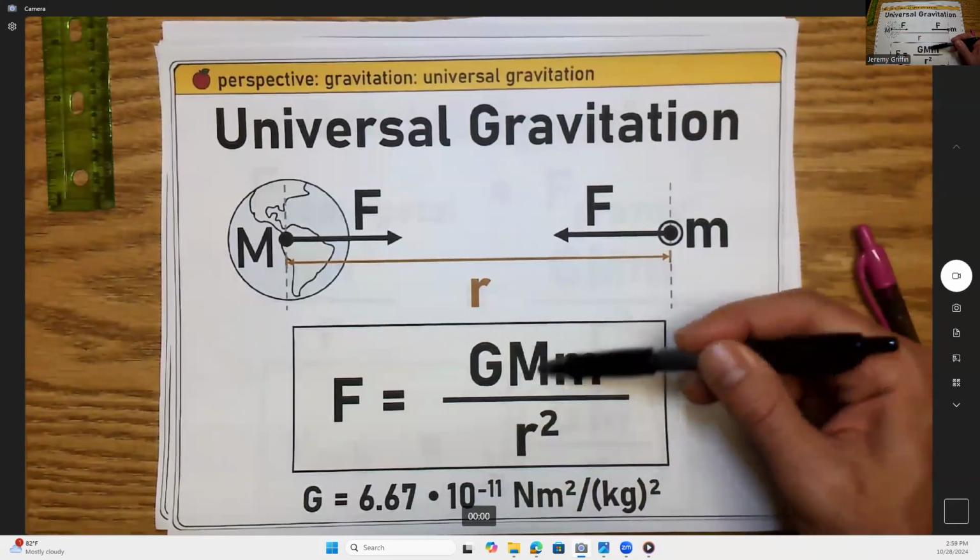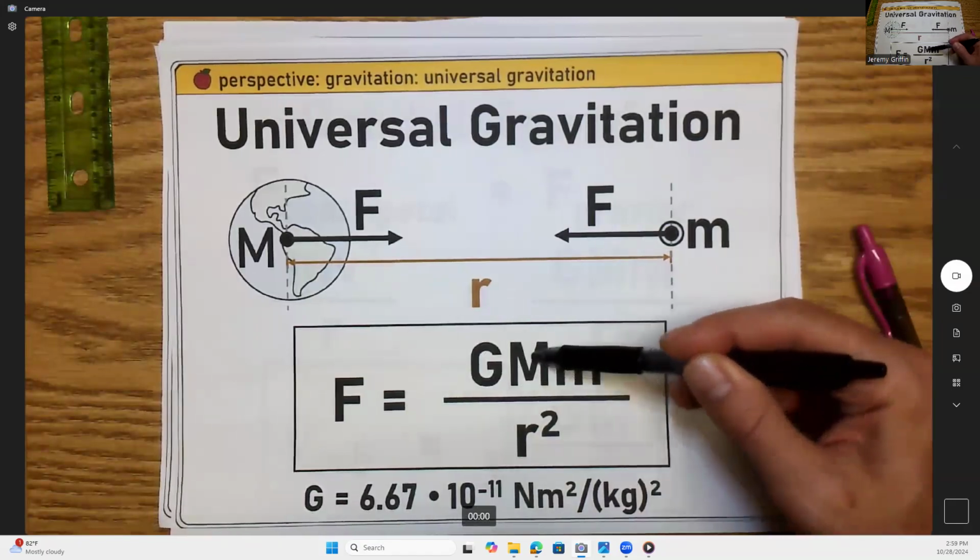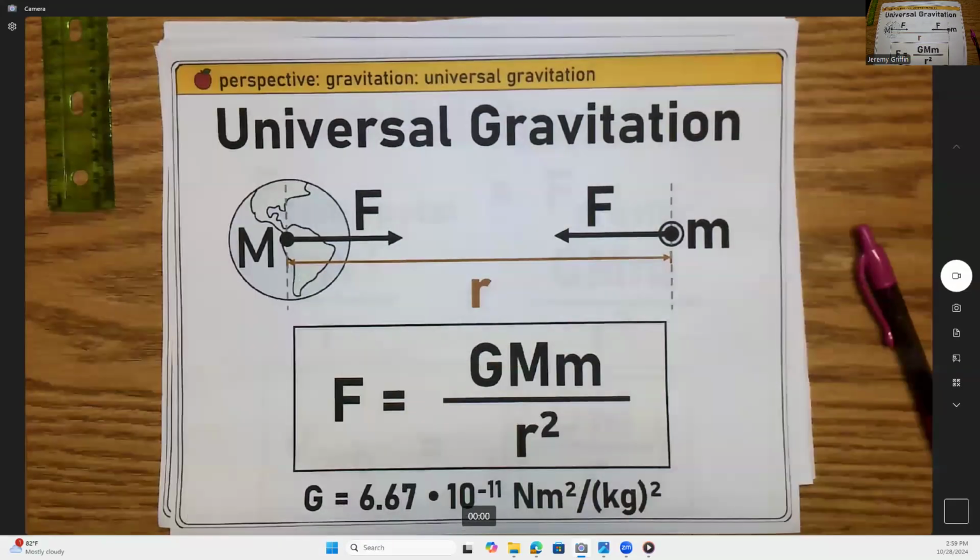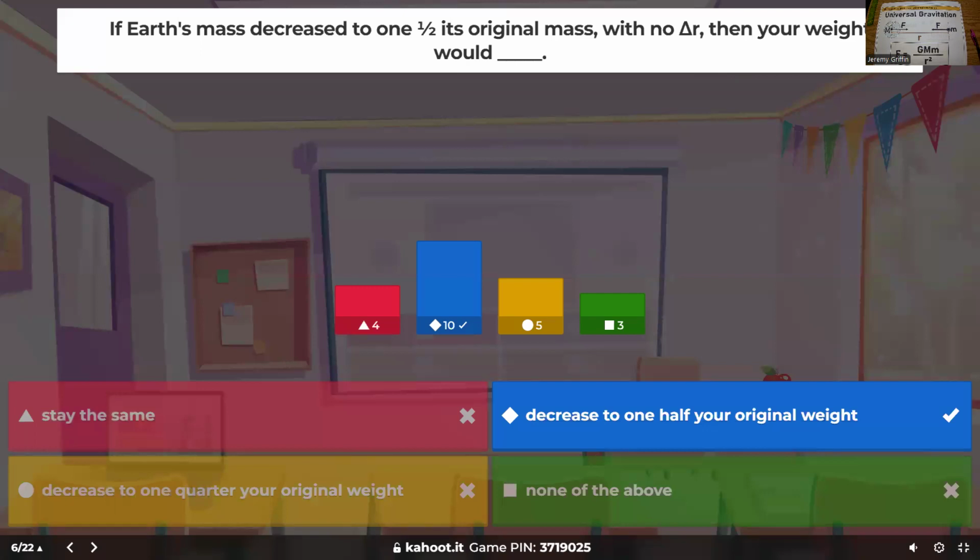If I throw a 1/2 factor here, this is going to come out. Your weight's also going to be half of what it was before, like half and half. It's a direct relationship there. Is that okay? What it would be, half and half?